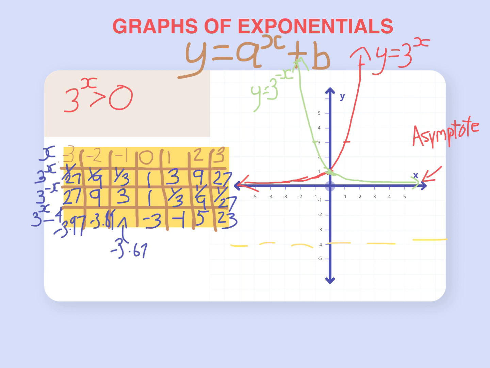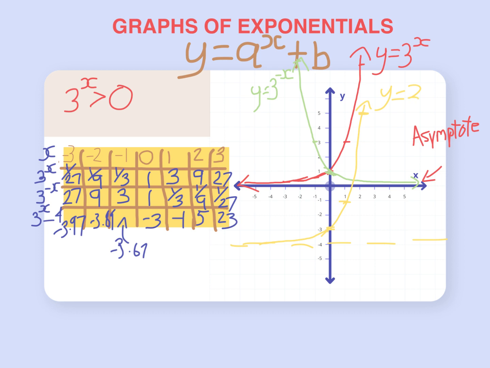So instead of having a y-intercept of 1, it has a y-intercept of negative 3. So it goes through there. And then instead of going through 1, 3, it goes through 1, minus 1, and then it goes through 2, 5, and so on. So this is what the graph of y equals 3 to the x minus 4 will look like.